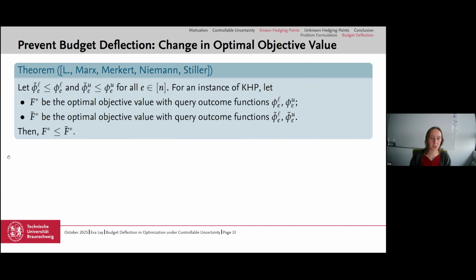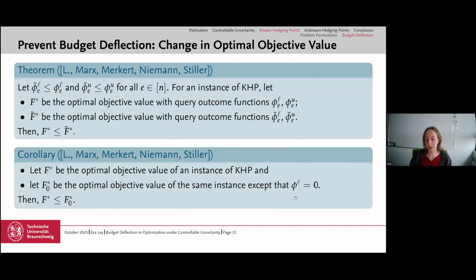anymore. Now, if we change our model in such a way, or in general, if we just replace our query outcome functions by some smaller query outcome functions, or just the same ones, then the optimal objective value might increase because we reduce our uncertainty intervals less, and then, well, the opponent, the uncertainty, has more chances to realize in a bad way for us. So in particular, if we set the lower query outcome function to 0, our optimal objective value might increase.